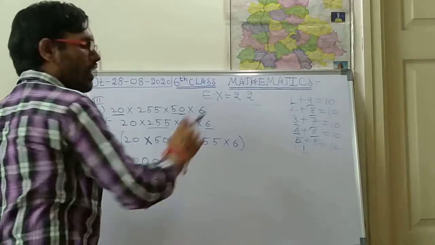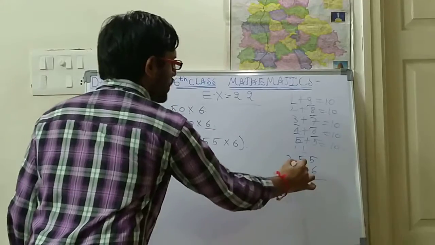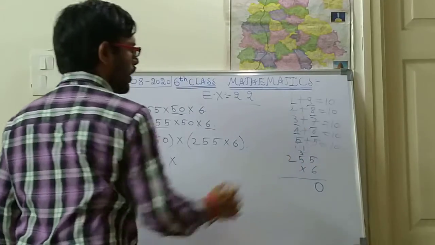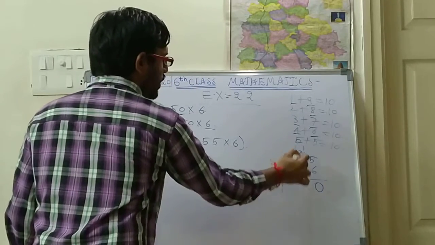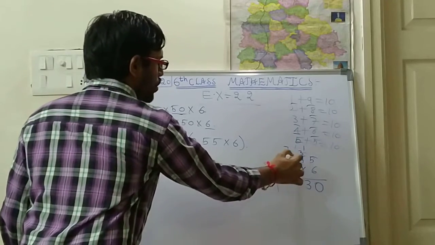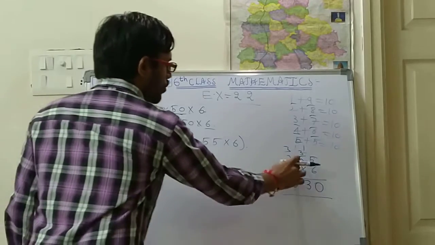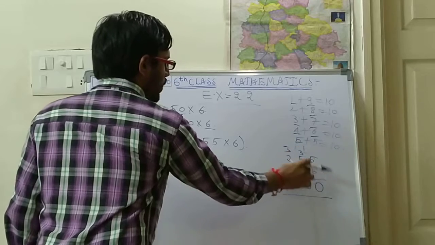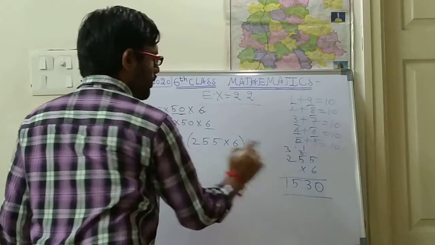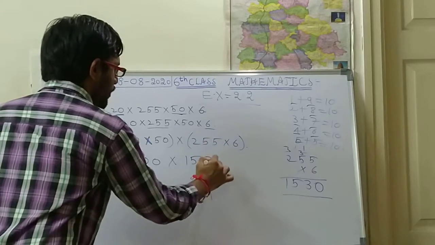Next, 255 into 6. What is 255 into 6? If you don't know, you do the calculation here. Into 6. 6 5s are 30. 0, carry 3. Next 6 5s are 30. 30 plus 3, 33. 3, carry 3. Okay. Next 6 2s are 12. 12 plus 3, 15. So 1530 is the answer. So here 255 into 6 is 1530.